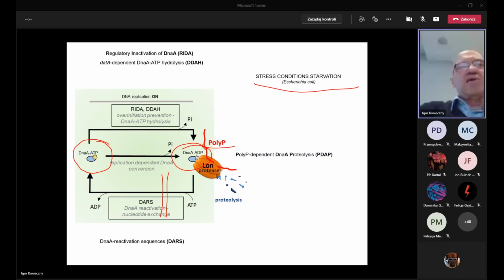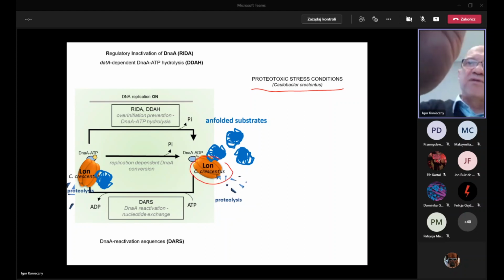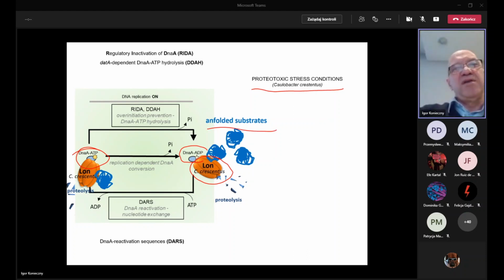So it makes sense because then the concentration of DnaA in starved cells under stress conditions is lowered, and ATP still can inhibit transcription of its own gene, and these new DnaA molecules are not synthesized during stress. Okay, so in other bacterium like Caulobacter crescentus, this is not polyphosphate, but it was demonstrated that Lon in Caulobacter crescentus degrades both ATP, ADP, and ATP DnaA protein, but unfolded substrates stimulate this activity.